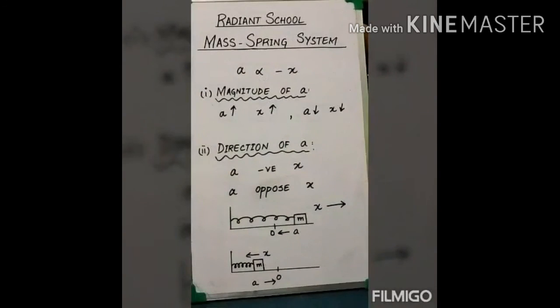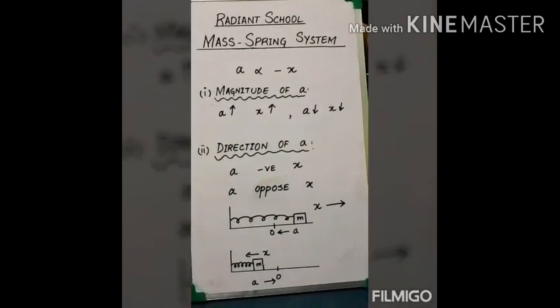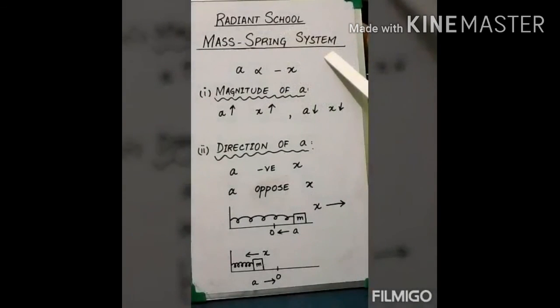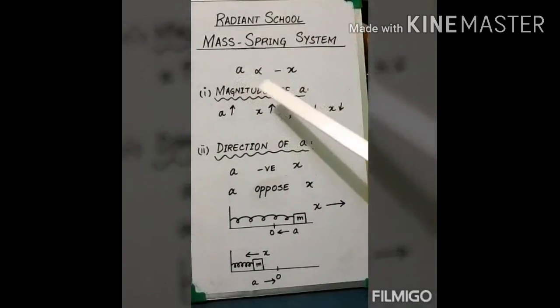Now let us consider the second possibility. If the mass is moving towards the left side of the mean position, this will be the direction of displacement. If the acceleration opposes it, it will be in this direction, so you can see that acceleration is again towards the mean position. So the direction of acceleration is all the time towards the mean position or the fixed position. I can conclude that the motion of a mass spring system is simple harmonic motion, as we have discussed in the definition earlier.